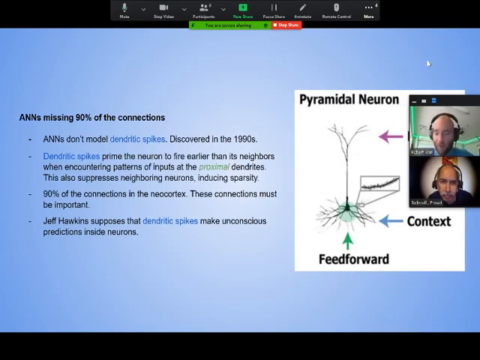Okay, so I've got the preamble done, hopefully, and we can get to the first exciting point that I think maybe we should care about. And that's that the way we model artificial neural networks today are missing 90% of the connections in the brain. We just don't model them now. And there's a reason for that, because they weren't even discovered until the 90s.